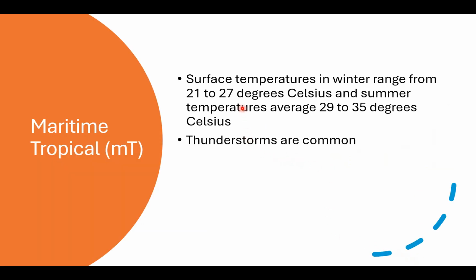All right, maritime tropical. The surface temperatures in the winter are going to be cooler, generally ranging from 21 to 27 degrees Celsius. But in the summertime, the temperatures go up. They average 29 to 35 degrees Celsius. And with this air mass, it's very moist, it's very unstable, and thunderstorms, usually in the afternoon or early evening, are the result.